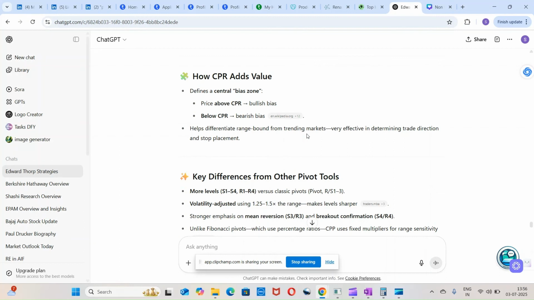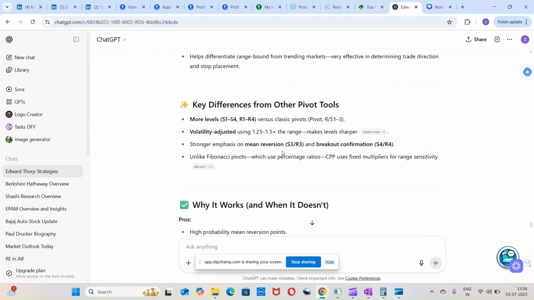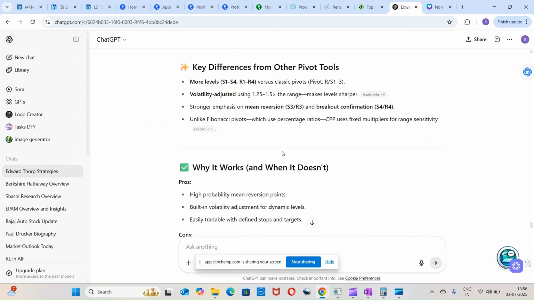It's also very effective in determining trade direction. If it's above the CPR, most likely, again, most likely, nothing is for sure. There is only probability in trading. So most likely, it's effective in determining trading direction and stop placement. Key differences from other pivot tools: more levels are there. S1, S2, S3, S4 and R1 to R4. Around 8 levels are there.